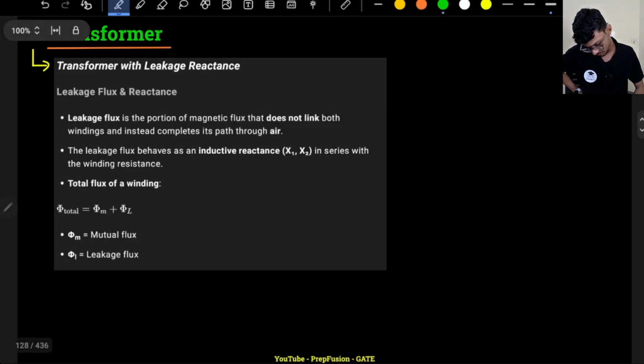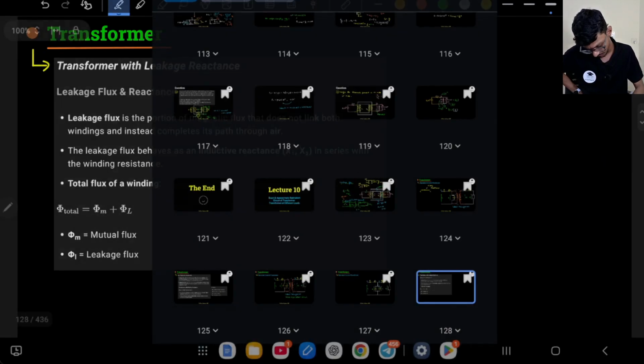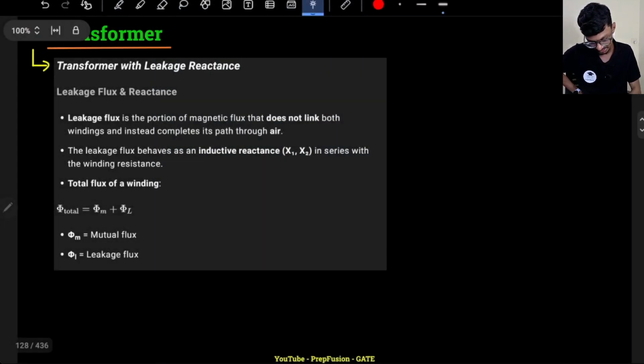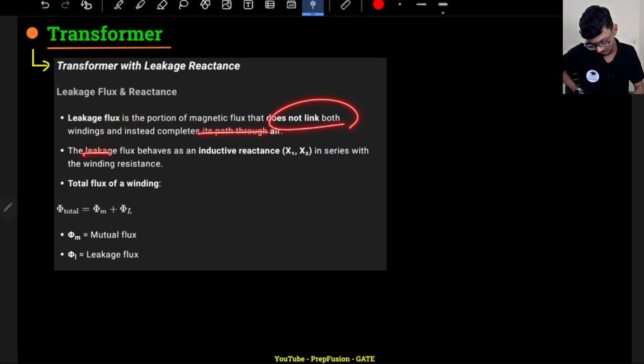This leakage flux and reactance, we have already discussed. This is basically saying the same thing. Leakage flux is the portion of the magnetic flux that does not link both the windings, and my total flux in a winding will consist of the leakage flux that will again come back to the primary winding only, and also phi m, that is the mutual flux.